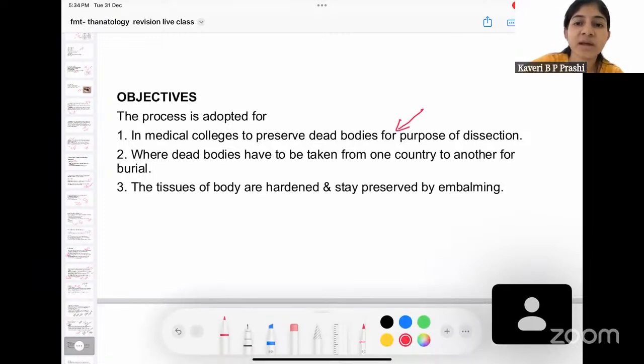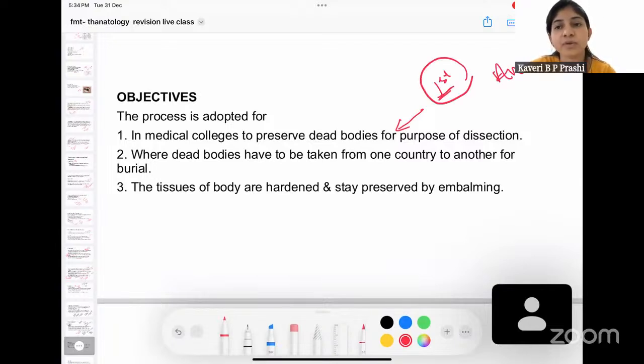So as a first year MBBS student, what was your favorite part in anatomy? I think at least half the people would say dissection, no? And while you went and dissected those bodies, when you touched those bodies, you might have noticed that it was very hard to touch. Why was it very hard?